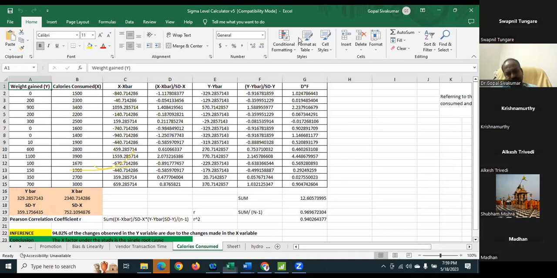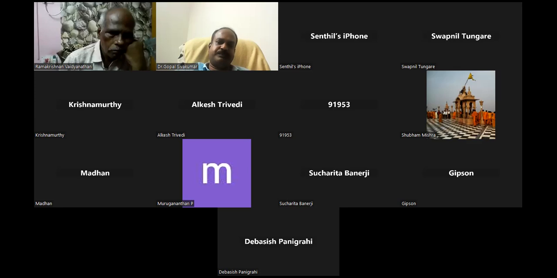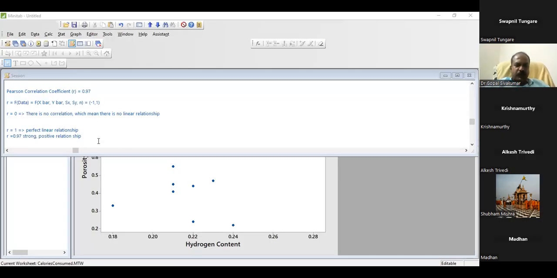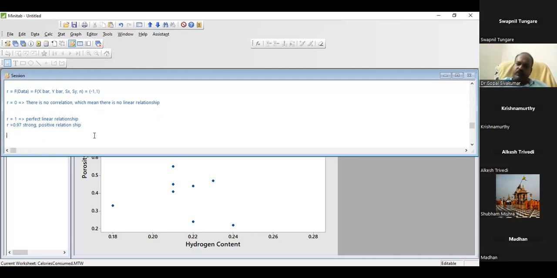Right, sir. Now, going to Minitab again, right? Minitab. Thank you, sir. Yeah, my Minitab is here. So now R equals 0.97. The same R value is here. How is this going to be helpful for me?